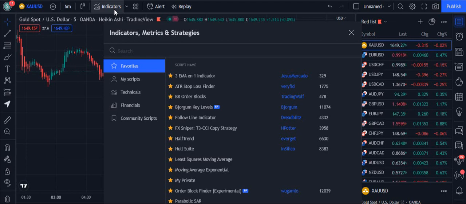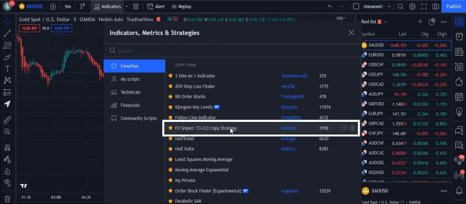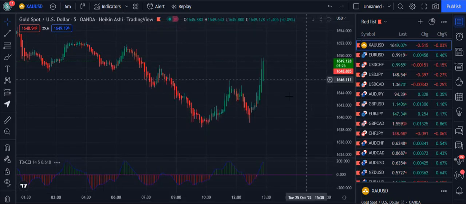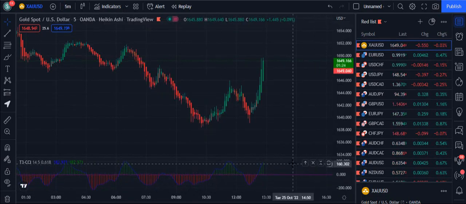So we are going to use three indicators in this strategy. The first indicator that we are going to use is FX Sniper, and this is the T3 CCI copy strategy. If you write FX Sniper, then it will come up on your screen as T3 with the copy strategy by H Potter, and you can see that 3,958 traders are using this strategy, and you can see it is attached on my screen.